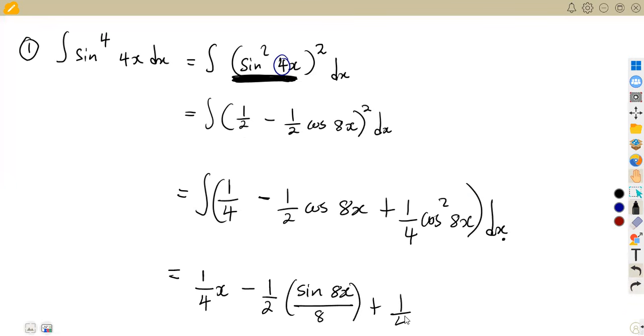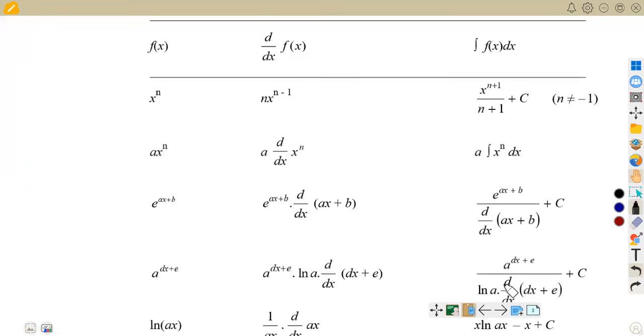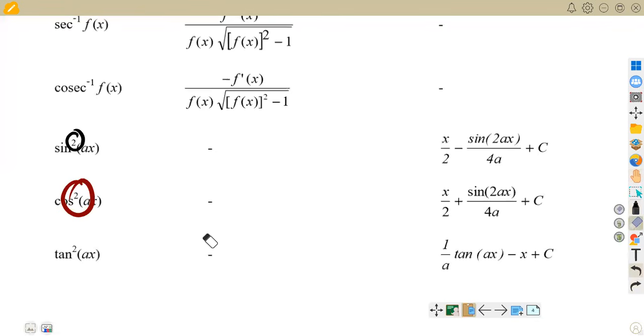So it's going to be 1 over 4 times the answer that we are going to get if we integrate cos squared. Like I said, there's no need for you to go back and use the identity again. We have the integral of this cos squared. I explained about this. So let us just go back to our formula sheet again. If you check here, this is the integral of cos squared.